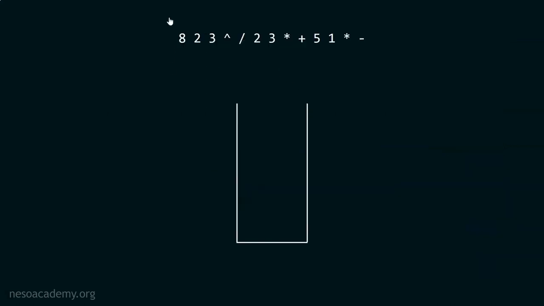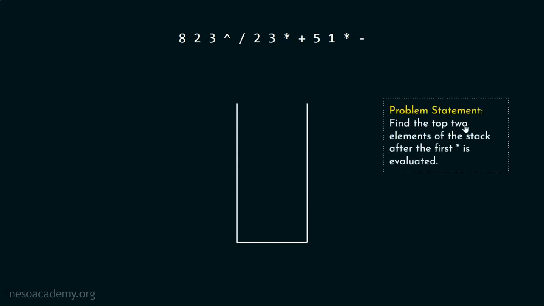Okay. Now here is the postfix expression and we have this stack, right? Now according to the question, we have to find the top two elements of the stack after the first star is evaluated. This means after the first multiplication operator is evaluated, we have to find the top two elements of the stack. This is the first star operator, that is the multiplication operator. We have to see the status of the stack after the evaluation of this multiplication operator.